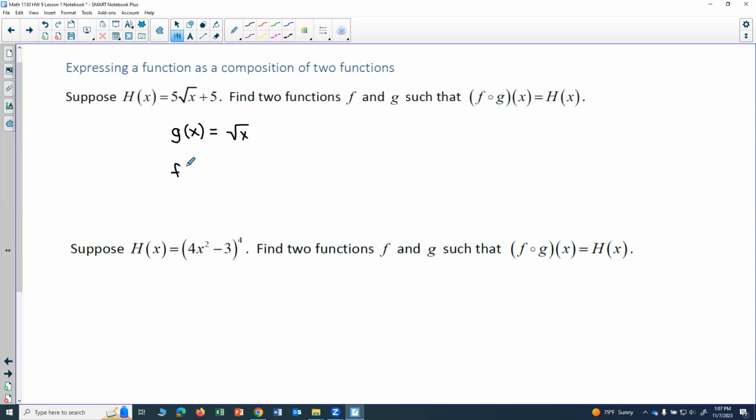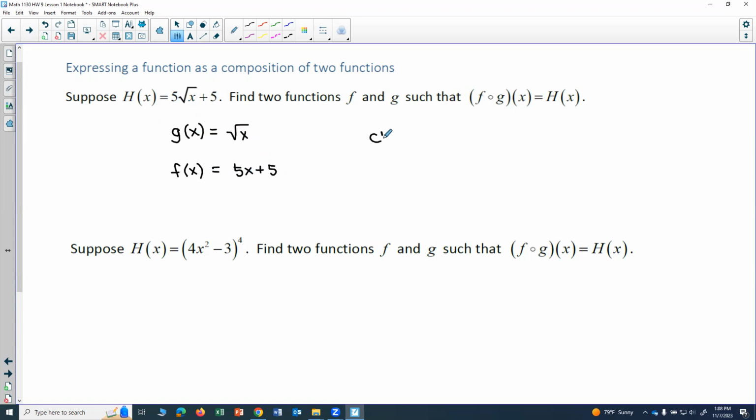Then I have to figure out an outer function, f of x. So I know I have to account for that 5 times something plus 5. If I did 5x plus 5 and then plugged in the square root of x for the x in f, then I would get the h of x. So these are my two functions.